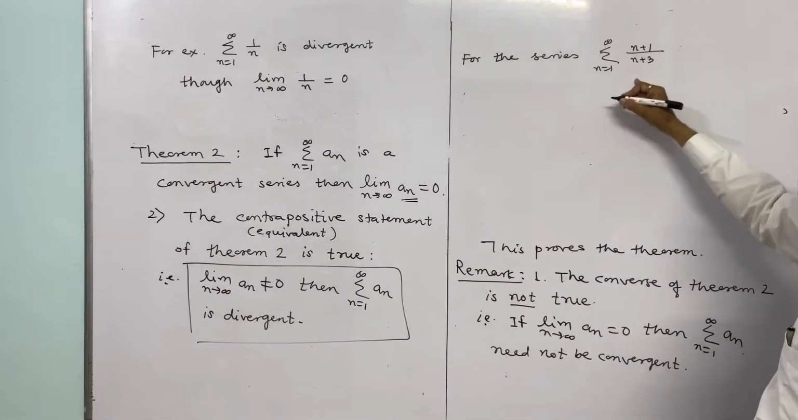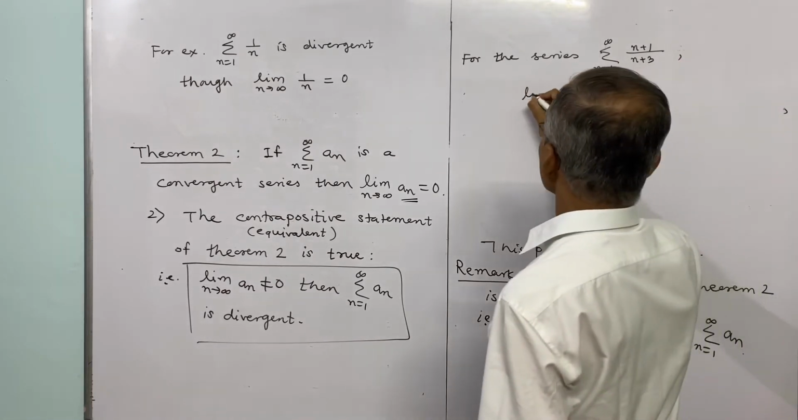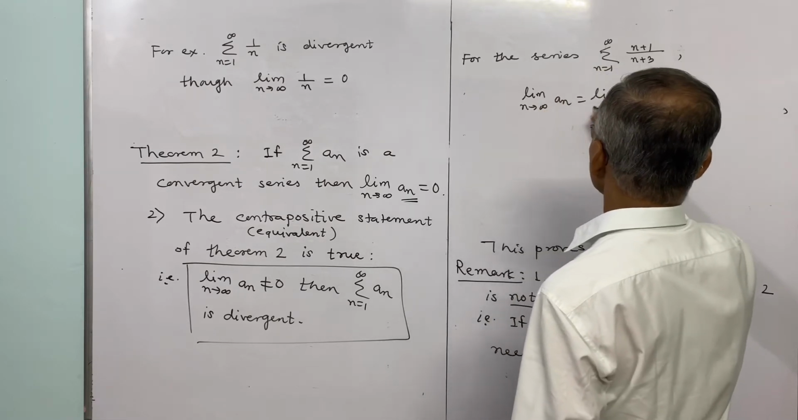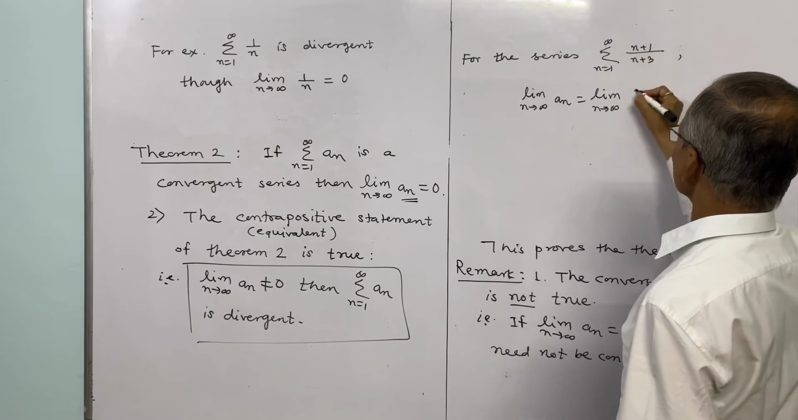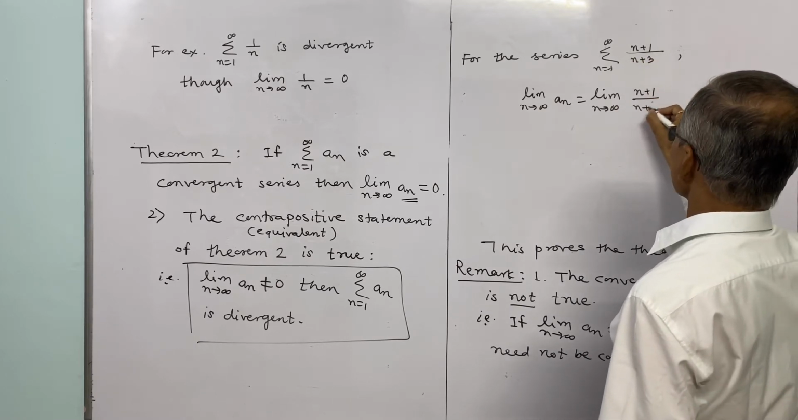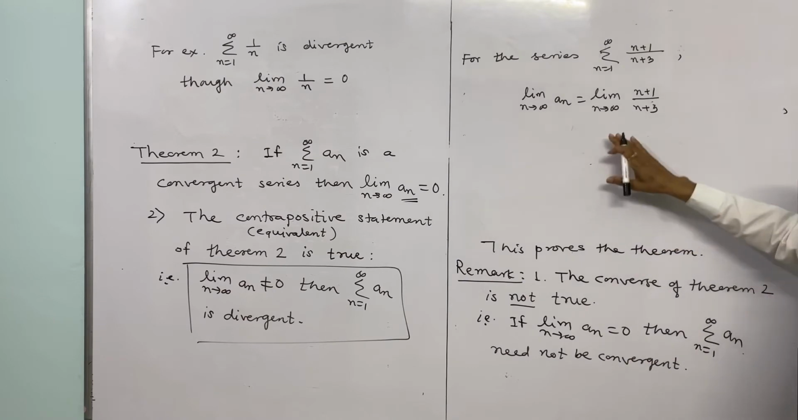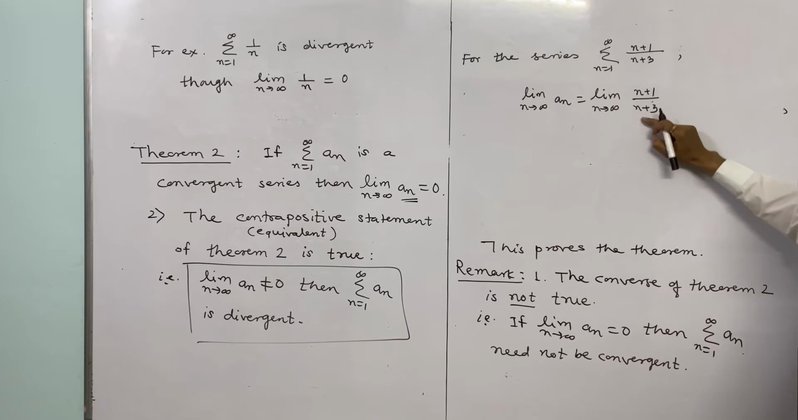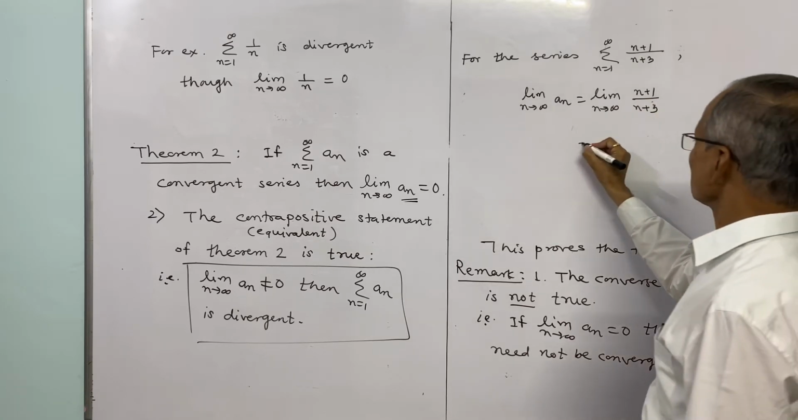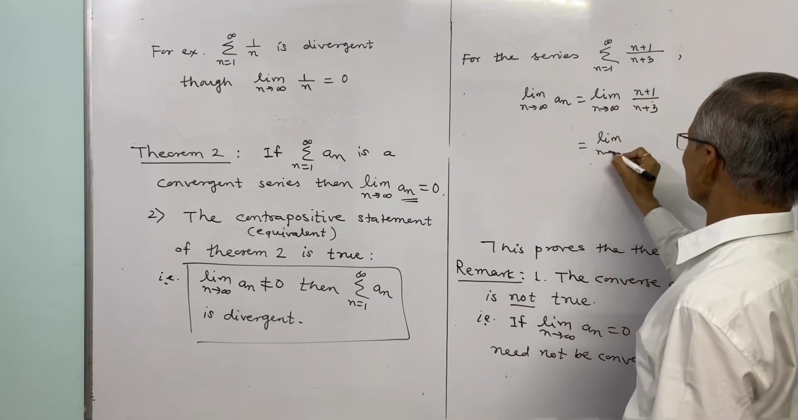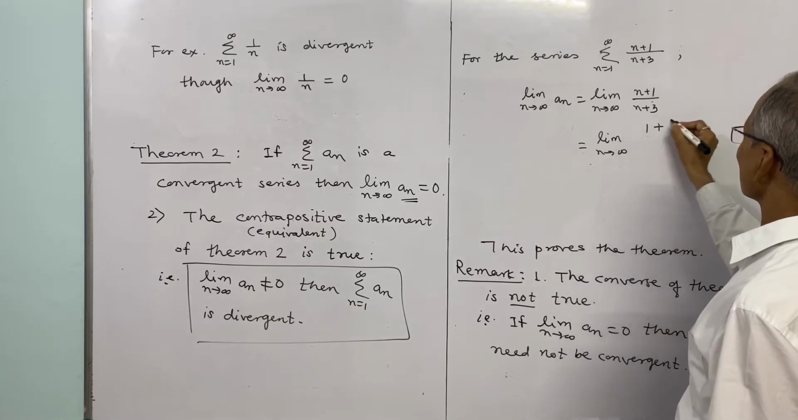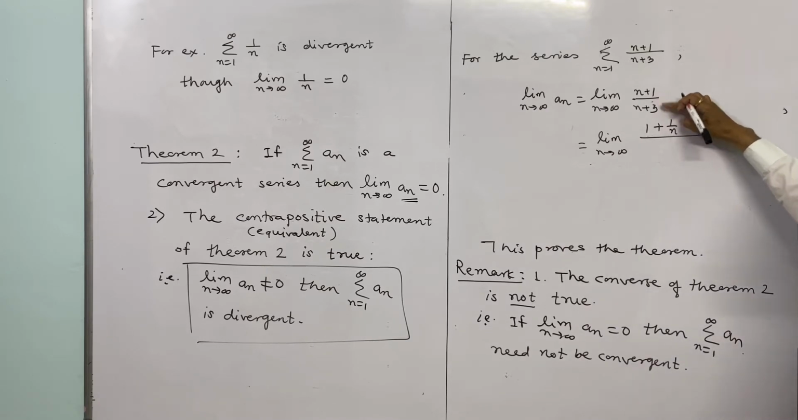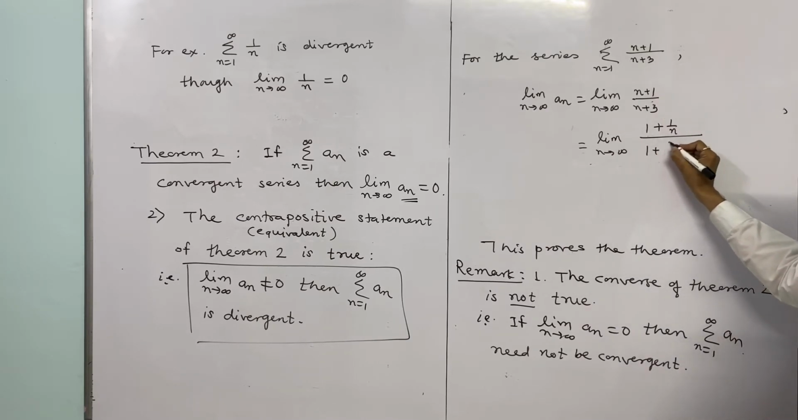What is the limit of an? Limit n tends to infinity of an is equal to limit n tends to infinity of the nth term of this series, n plus 1 divided by n plus 3. And we know how to obtain the limit of such an expression. We divide the numerator and denominator by n, and thus this is equal to limit n tends to infinity of 1 plus 1 by n in the numerator, dividing each term by n, and in the denominator 1 plus 3 by n.